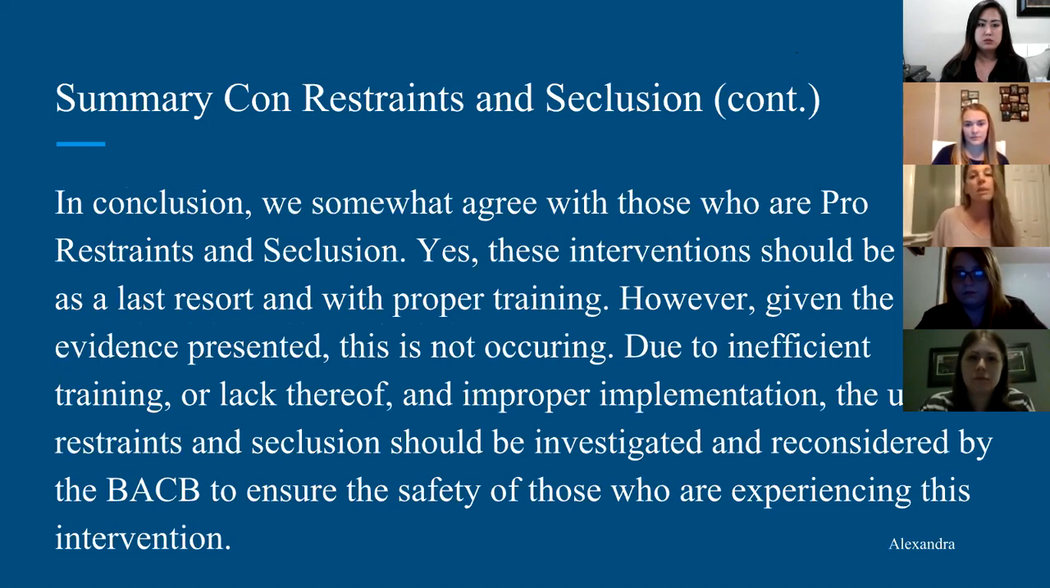In conclusion, we somewhat agree with those who are pro-restraint and seclusion. Yes, these interventions should be used as a last resort with proper training. However, given the evidence presented, this is not occurring. Due to insufficient training or lack thereof and improper implementation, the use of restraints and seclusion should be investigated and reconsidered by the BACB to ensure the safety of those who experience this intervention.